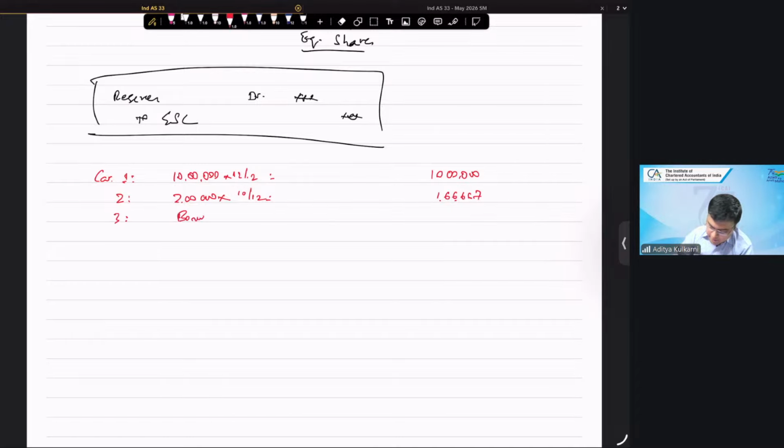Category 3, bonus shares. You are saying this is there entirely, 4 lakhs. Correct? Yes, sir. And category 4, 2 lakh 50,000 into 1 by 12, so 20,833. And here you are saying that this comes to 10 lakhs plus 166,667 plus 4 lakhs plus 20,833. And here you are getting 1,587,500. Correct? Yes, sir. Tell me what is the issue here.